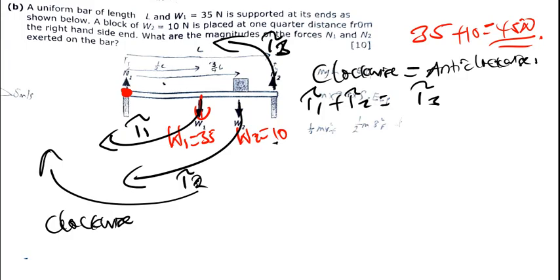Torque, in this case, is the force, which is W1 times the distance. Then plus this, let me call it distance 1 as well. This one is W2 times distance 2, equal to my force here, N2, times the distance, which I don't know. I'll just call it 3.